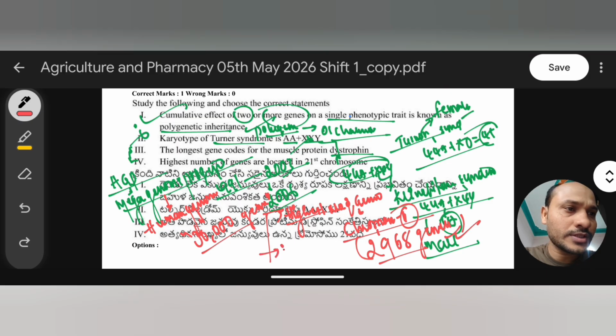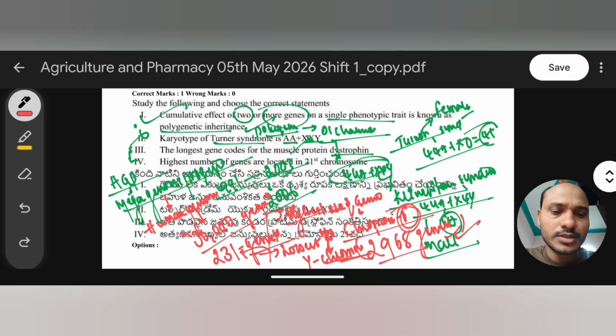Now, which chromosome has the lowest number of genes? The lowest number of genes is present on the Y chromosome, the male chromosome. How many genes does it have? Only 231 genes are present on the Y chromosome, and 2968 genes are present on chromosome number 1. Hence the chromosome containing the highest number of genes is chromosome number 1. Remember, very important.